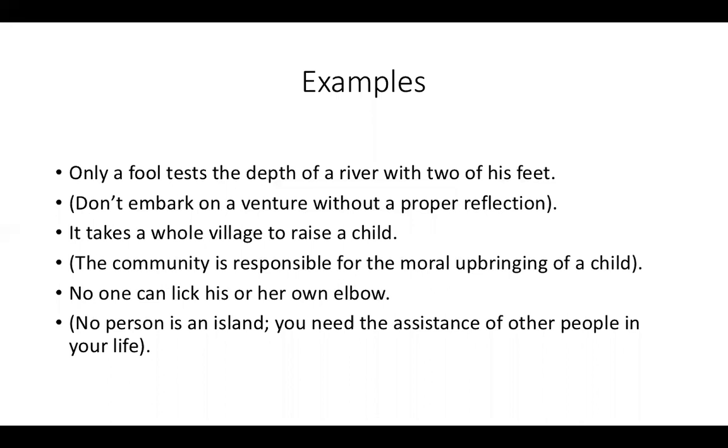So the differences between a proverb and a metaphor is that first, a proverb has an acceptable literal meaning. And two, a proverb also has a non-literal meaning, usually intended as advice. But metaphors are not interpreted literally.